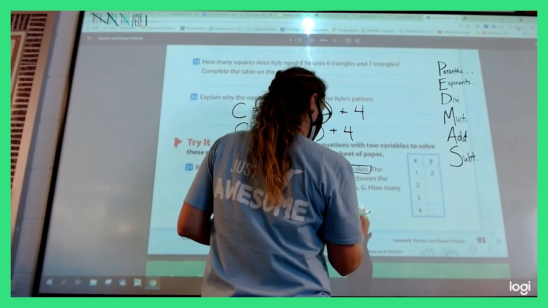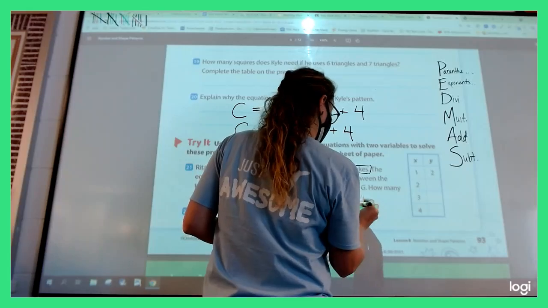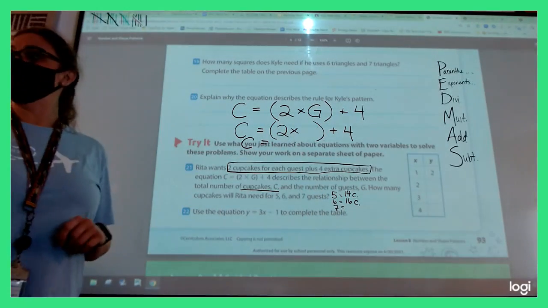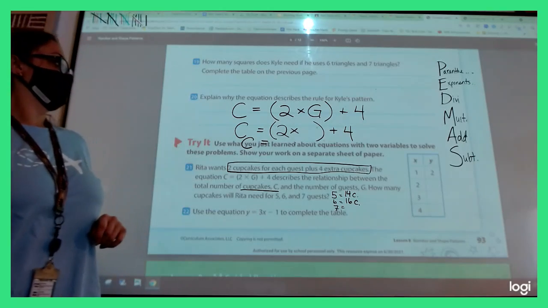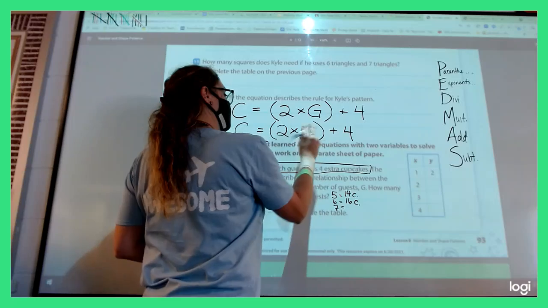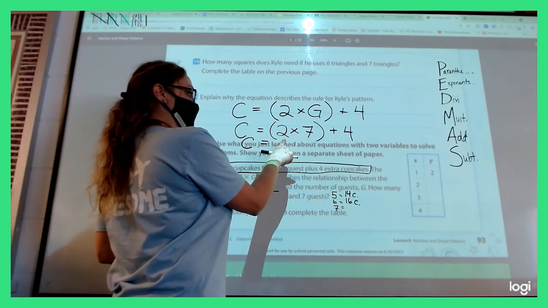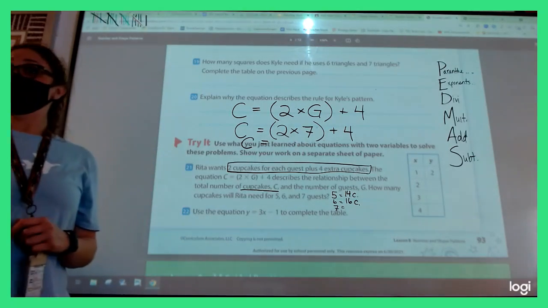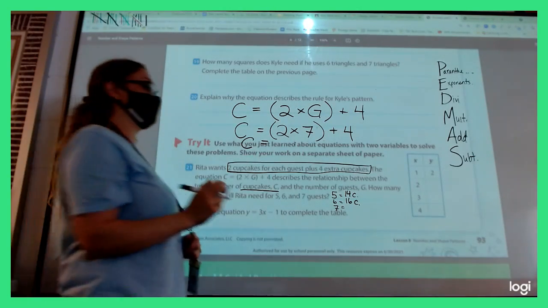Okay, this time, instead of 5 or a 6, what number do I need to fill in for G? Hayden? 7. So now I have 7 guests. They all get 2 cupcakes. So that'd be 14. Plus, I need that 4 extra. 14 plus 4, Noah? 18.